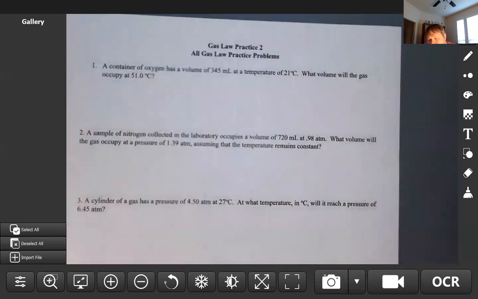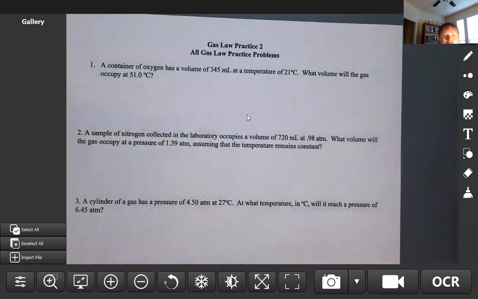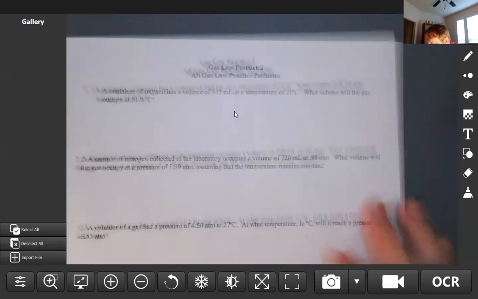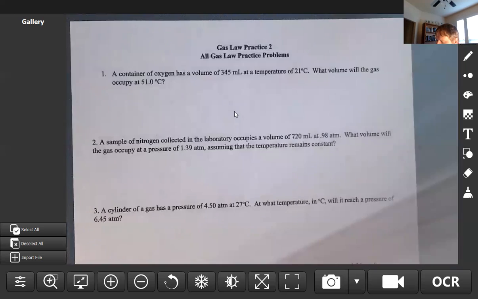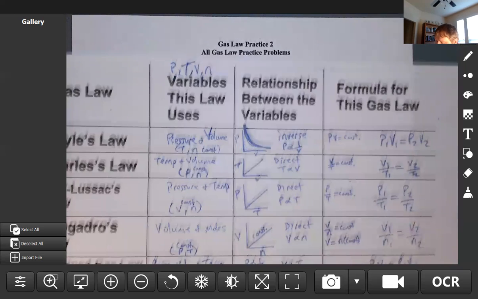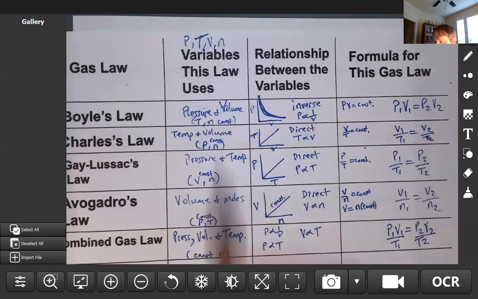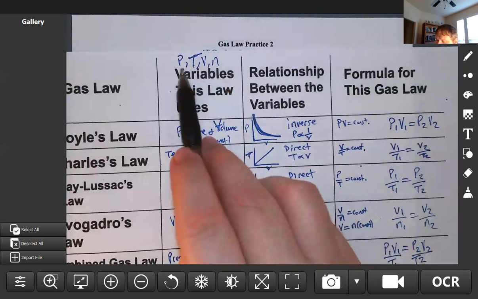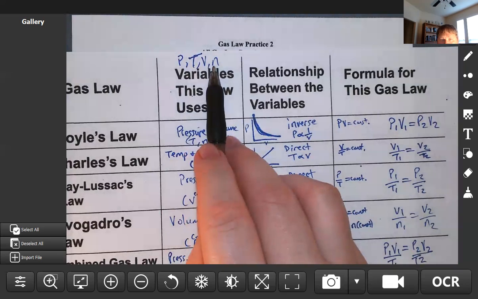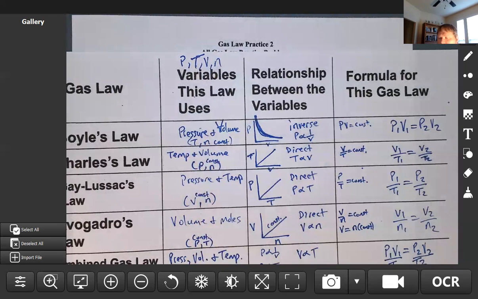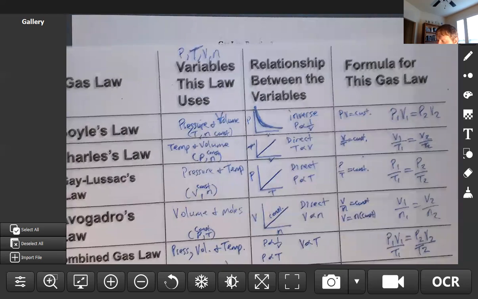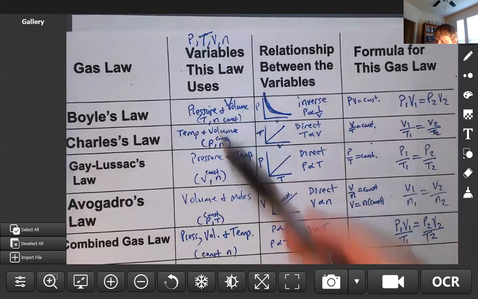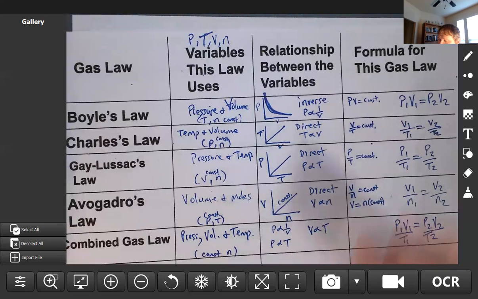So last week, we went through all the different relationships. We know that when we deal with gases, pressure, volume, temperature, and moles are the four properties that we basically need that can tell us about how gases are behaving. And we broke them down two at a time, and we got a bunch of relationships.